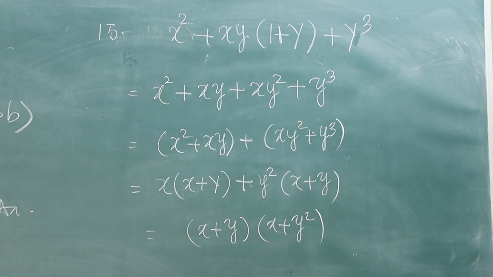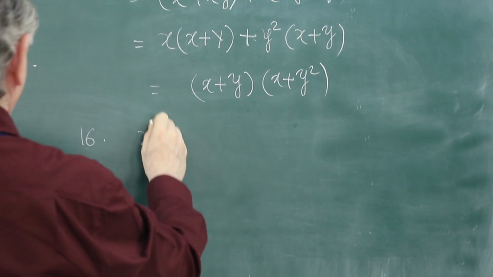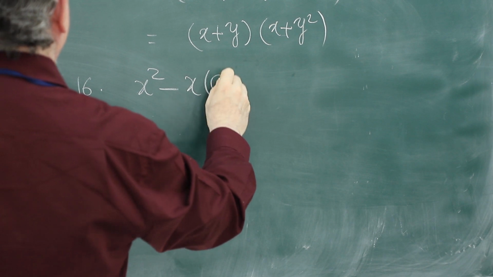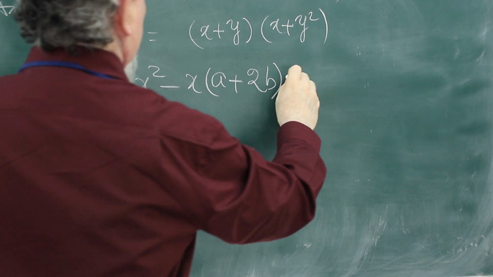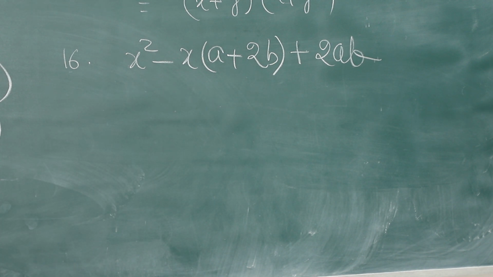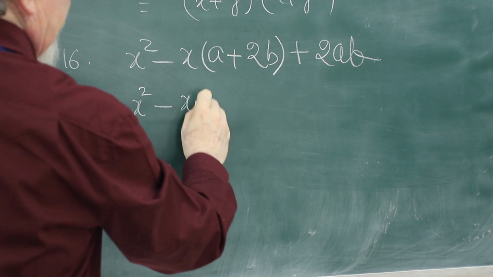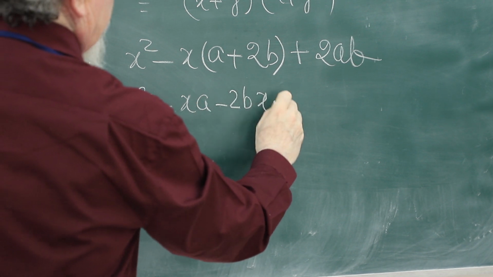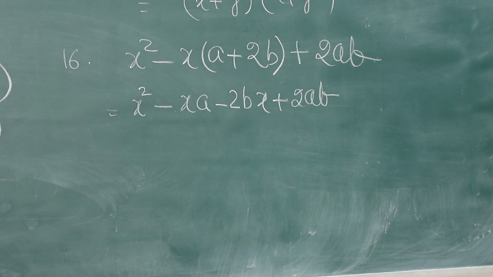Now let us see question number 16, which is x squared minus x into a minus a plus 2b plus 2ab. Again, I will open the bracket and then I will get 4 terms, and out of the 4 terms we will make pairs: x squared, minus xa, minus 2bx, plus 2ab. Here negative signs are there, but that doesn't matter. You are very well versed to handle negative signs.